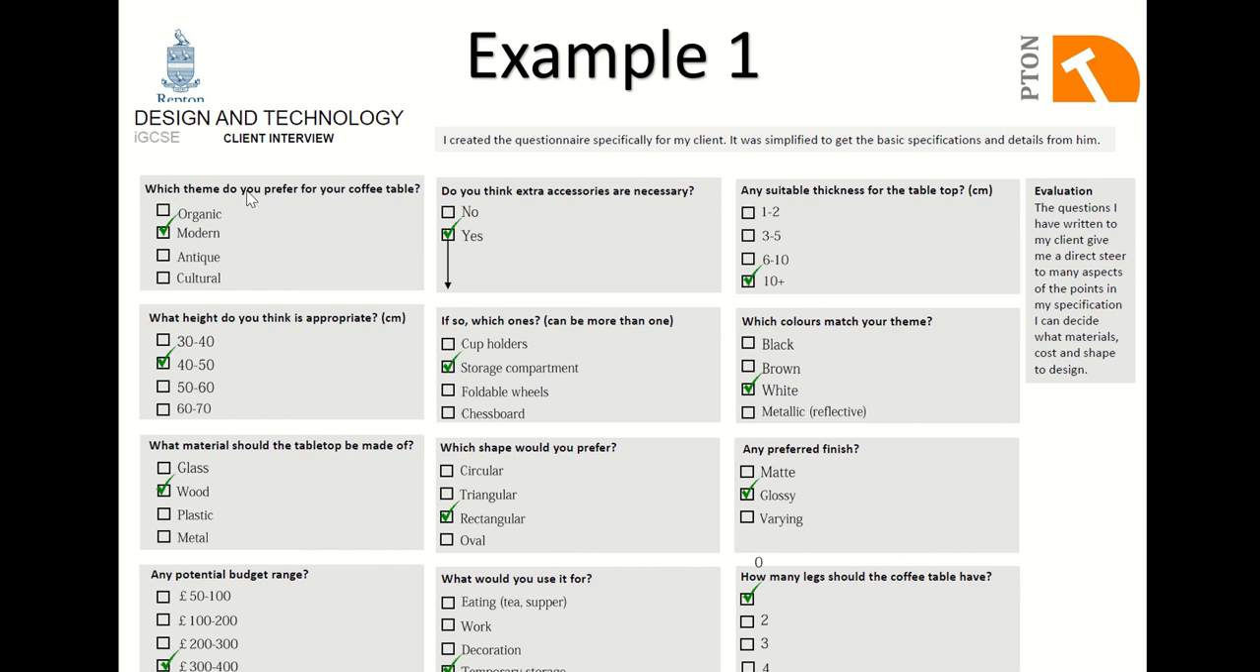So what theme do you prefer for your coffee table? What height? Oh, this isn't actually the jewelry box. It's probably for a table. What material should the table top be made of? Any potential budget range? So you're given values here instead of saying cheap, mid, or expensive.